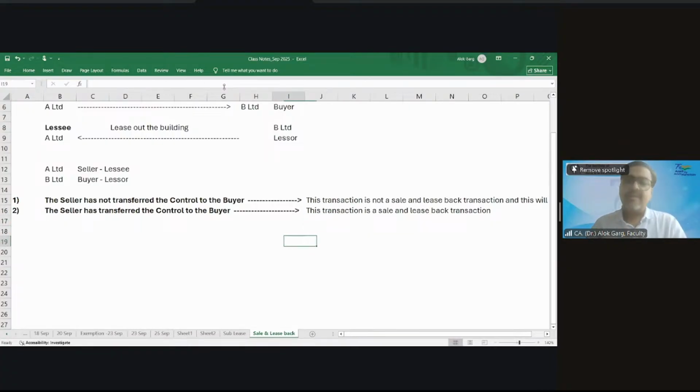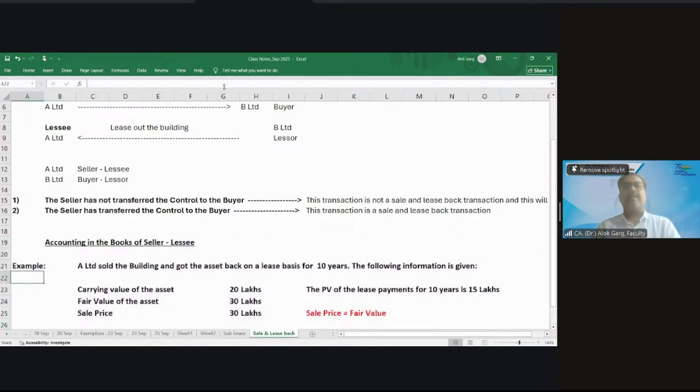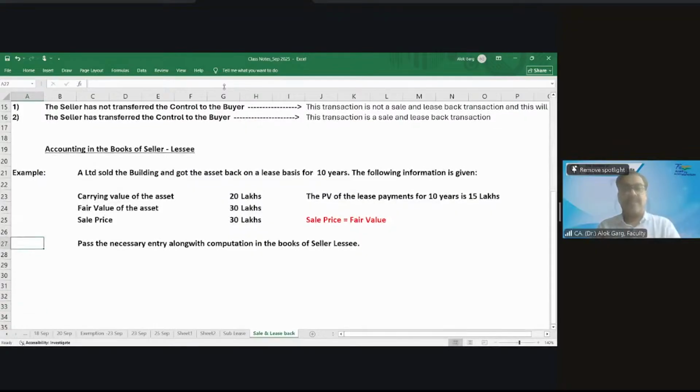Right? So now discuss what is the accounting implication. Accounting in the books of the seller lessee. Okay, so let me give you an example, and just allow me a minute. Let me figure out that example from one of my files. Yeah. Accounting in the books of the seller lessee.